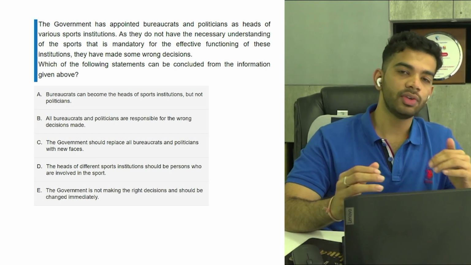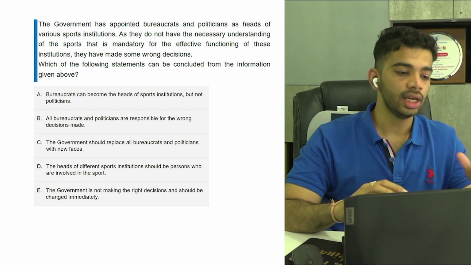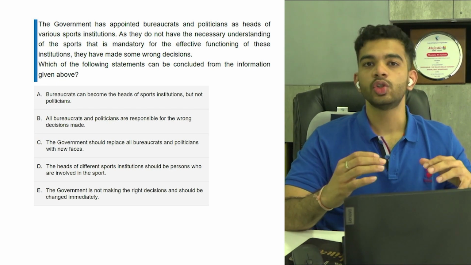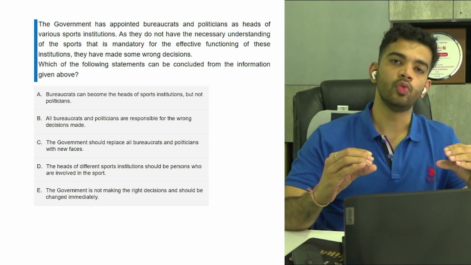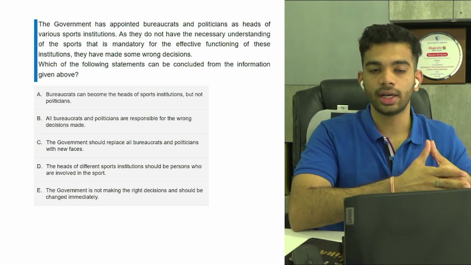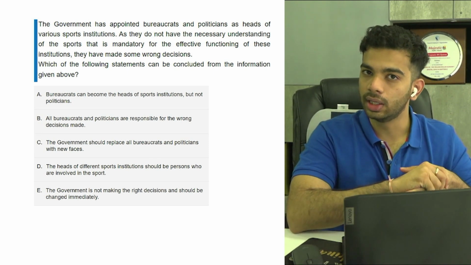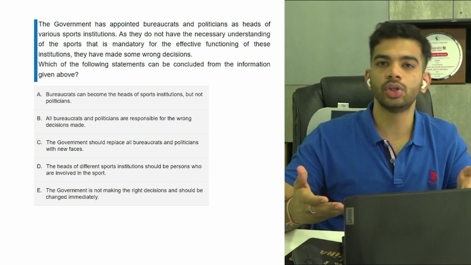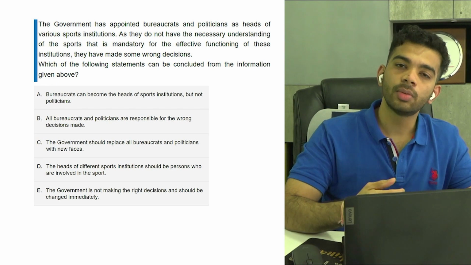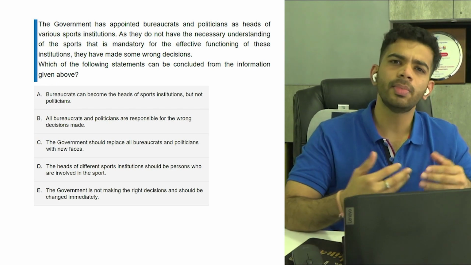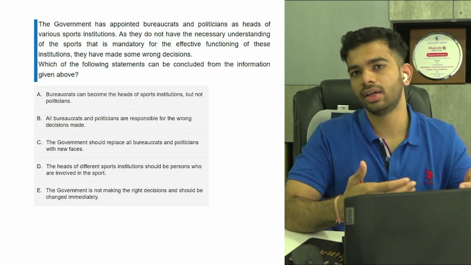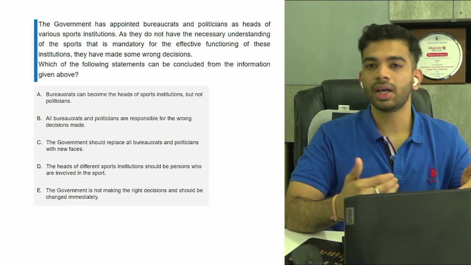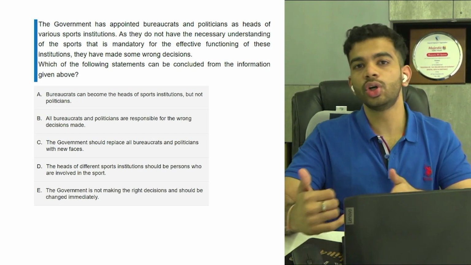And then when we come to the fifth option, we see the government is not making the right decisions and should be changed immediately. Because of just one thing, which is that there are wrong decisions being made in different sports institutions, we cannot arrive at the conclusion that the entire government should be changed. There may be other positives to the government, and there may be n number of factors that affect whether a government should stay in power or not. So this again becomes a very extreme step which should be eliminated.